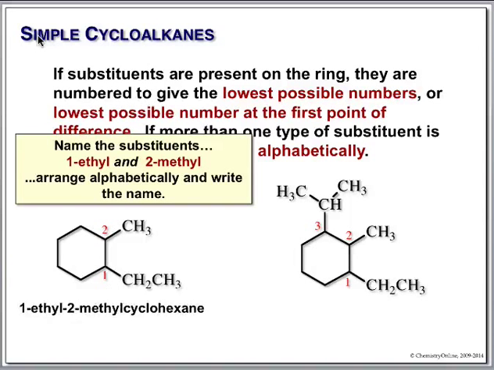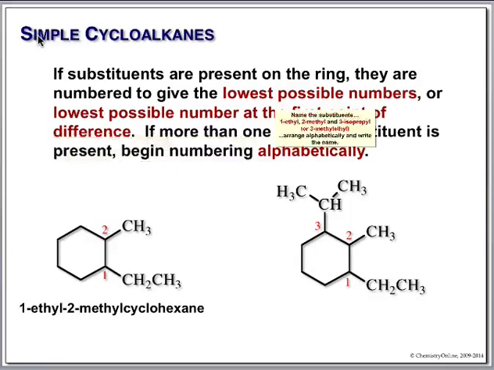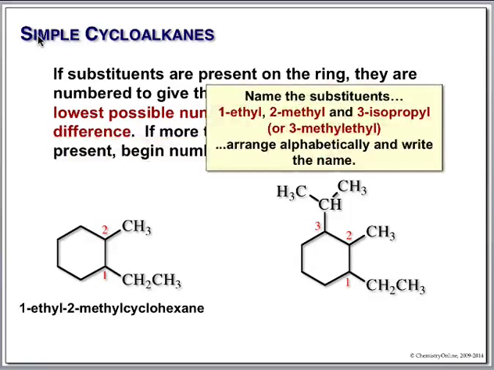All right. This is a methyl cyclohexane compound. Once again, this is going to be a cyclohexane. We have an ethyl group in carbon one, a methyl in carbon two. Let's call this an isopropyl, just for convenience, in carbon three. Alphabetically, the ethyl is going to come first. It's going to be 1-ethyl-3-isopropyl-2-methylcyclohexane.